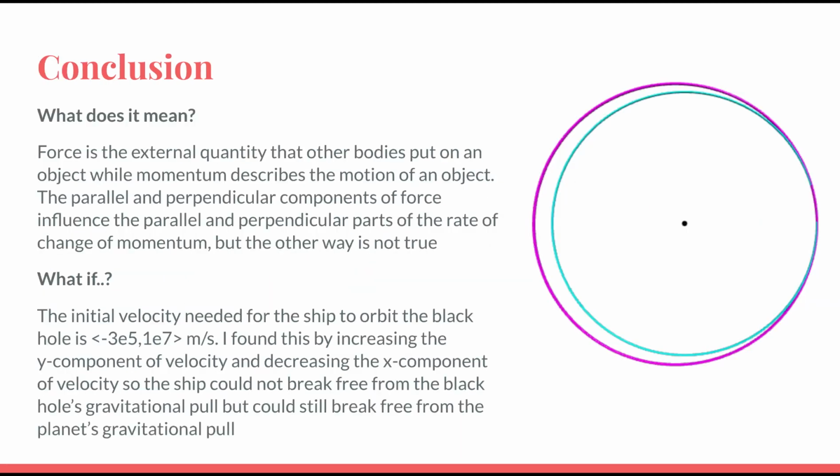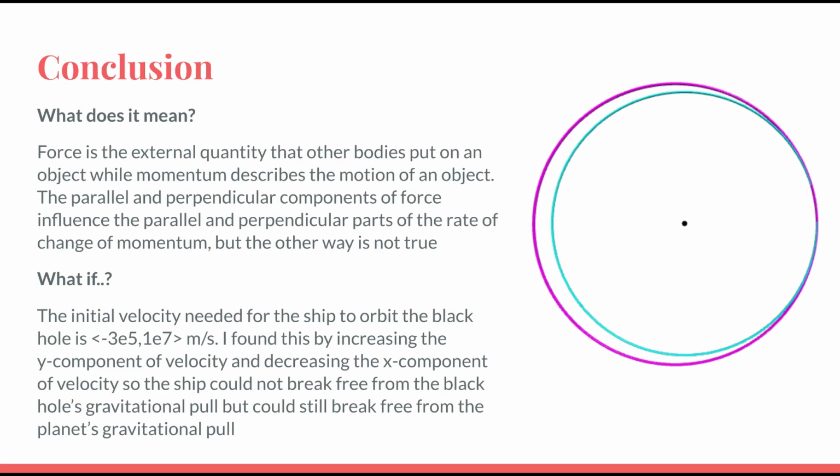In conclusion, what does it mean? Force is the external quantity that other bodies put on an object, while momentum describes the motion of an object. The parallel and perpendicular components of force influence the parallel and perpendicular parts of the rate of change of momentum, but the other way around is not true. The initial velocity needed for the ship to orbit the black hole is negative 3 times 10 to the 5th, 1 times 10 to the 7th meters per second.